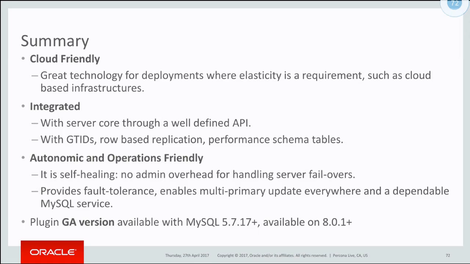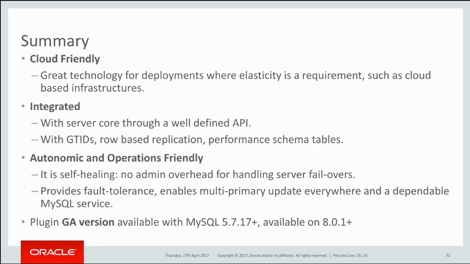So to sum up what group replication is, it is a cloud-friendly solution. It is great technology for deployments where we need elasticity, such as cloud-based infrastructure, where we need to add servers and remove servers. That is allowed from day zero. It's built in. It is well integrated with the server, so we support our APIs, GTIDs, and replication from schema tables. If you have your own monitoring solution for normal replication, you can easily use it for group replication, since we use the same interfaces. Also, it allows autonomic operations to be friendly with the DBAs.